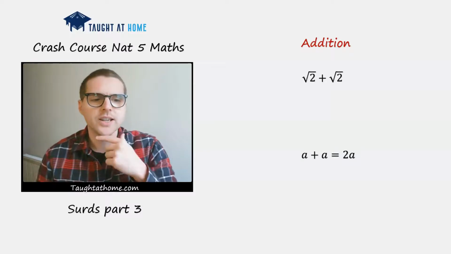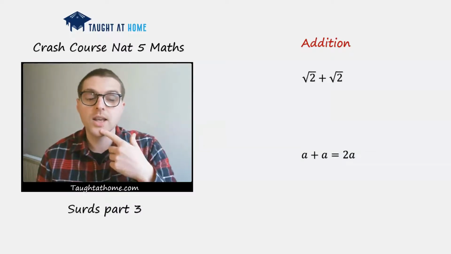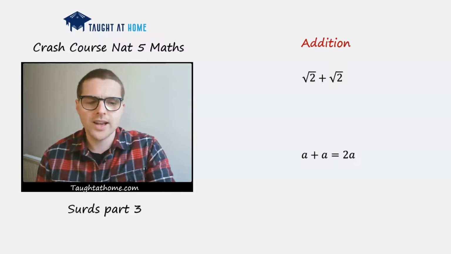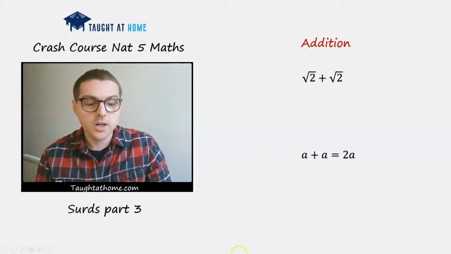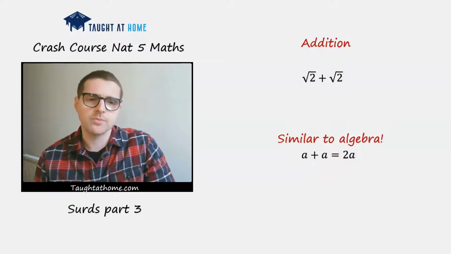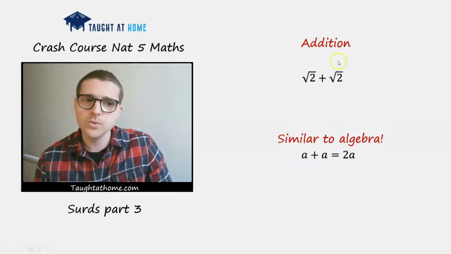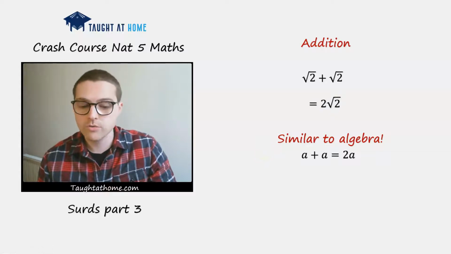Now if we were to replace root 2 with a value a, so we've got a plus a, we know that that is 2a. So we're using pronumerals instead of the roots here. But actually addition of surds is just like algebra. So in this case, how many root 2's do we have? We've got 2. So this is going to be 2 root 2.